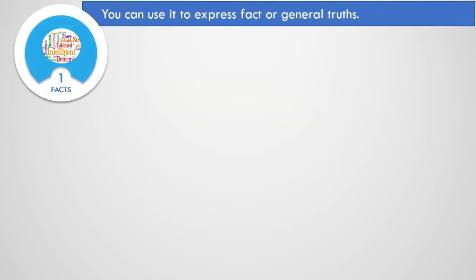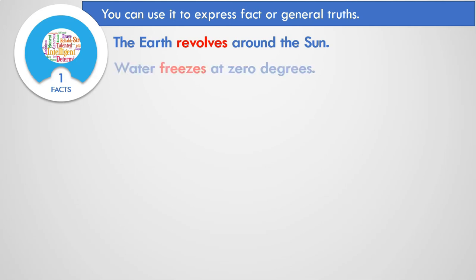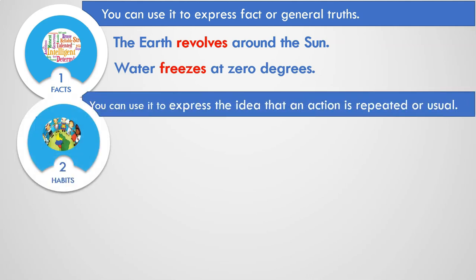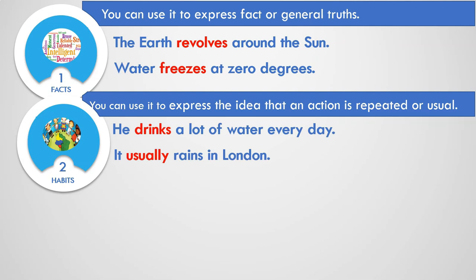You can use the simple present of the full verbs to express fact or general truth. The earth revolves around the sun. Water freezes at 0 degrees. You can use it to express the idea that an action is repeated or usual. He drinks a lot of water every day. It usually rains in London.